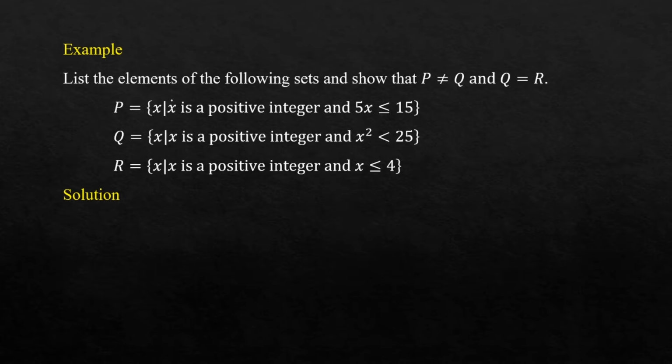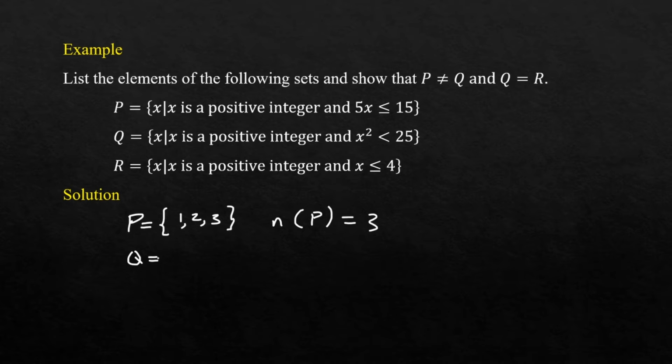List the elements of the following sets and show that P doesn't equal Q and Q equals R. So let's list the elements first. Set P is the positive integers where 5x is less than or equal to 15. So x would have to be 1, 2, and 3, with a cardinal number of 3.